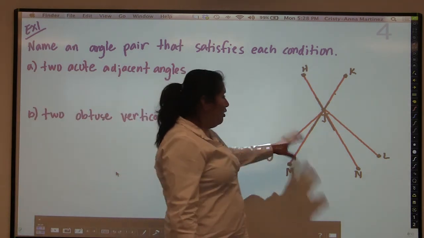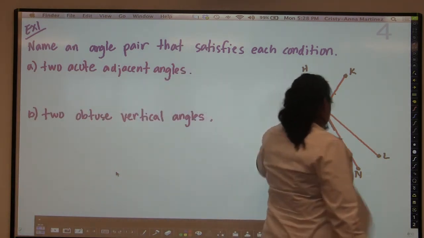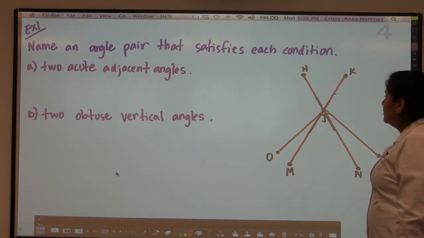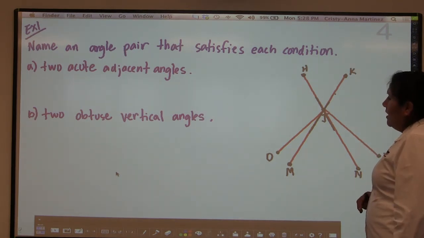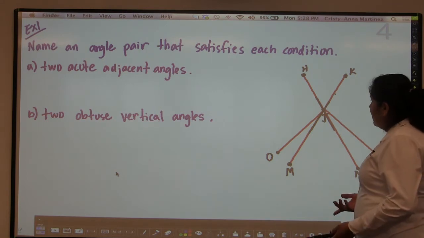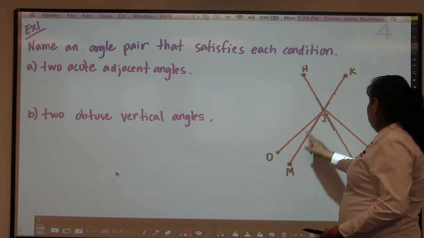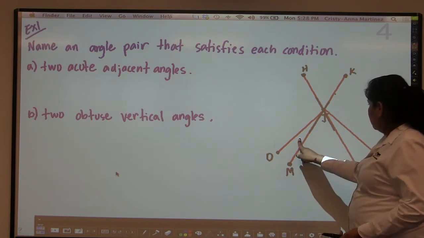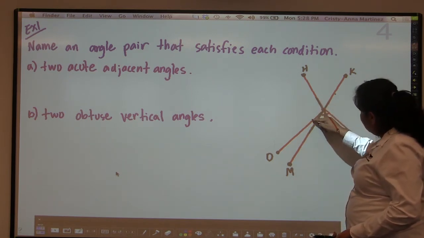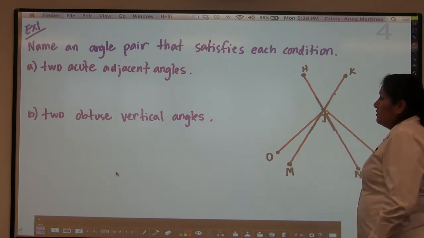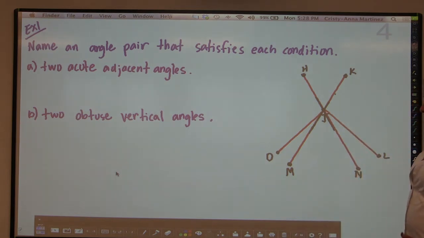Okay, so basically in your book, this diagram is going to have a bunch of cheerleaders in it, you know, with their little pom-poms, but I didn't want to draw in the cheerleaders, so I drew in the parts that mattered. Adjacent angles, you know, less than 90, so we've got HJK is an acute angle, MJN is acute, this is acute, that's acute, this angle in here is not, this angle in here is not acute, and so on and so forth. So we don't want just acute, we want them to be next to each other, adjacent angles.